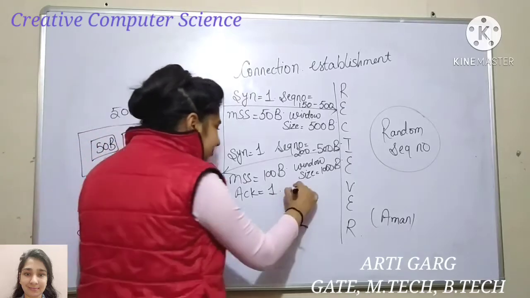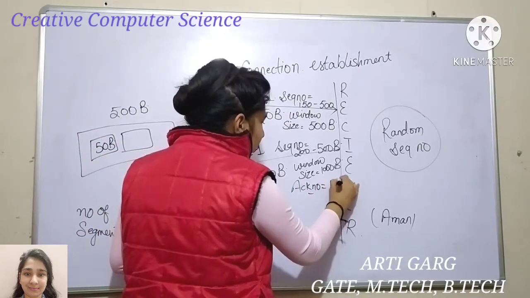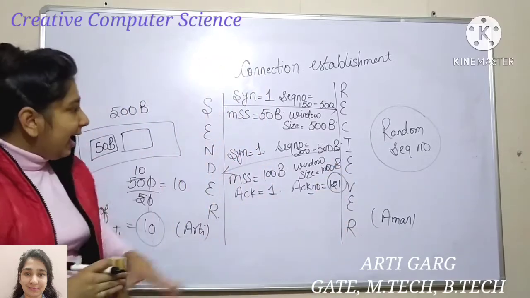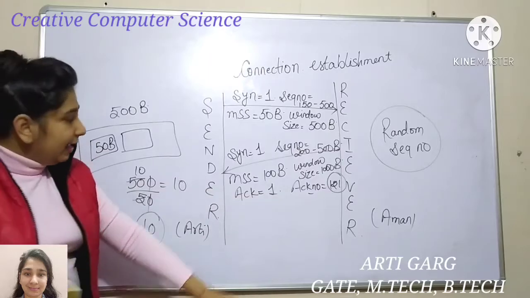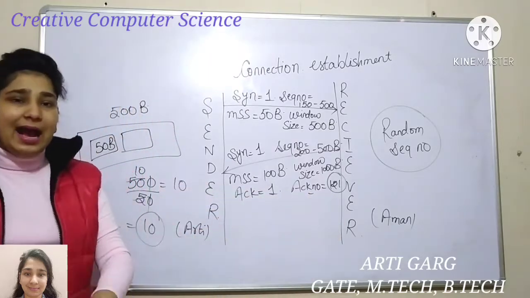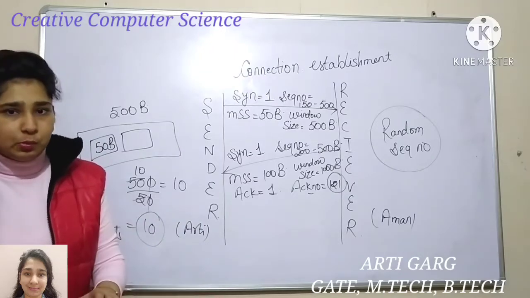Okay, and it will say the acknowledgement number is equal to 151. It will say I have received your TCP header. Okay, now I expect 151 byte of data from you.